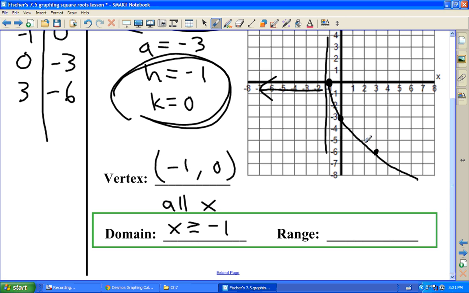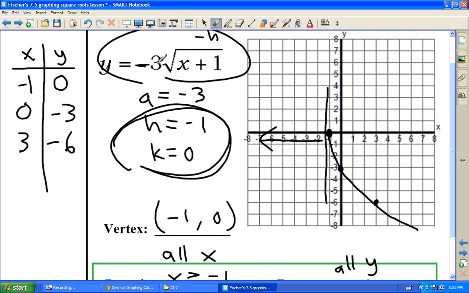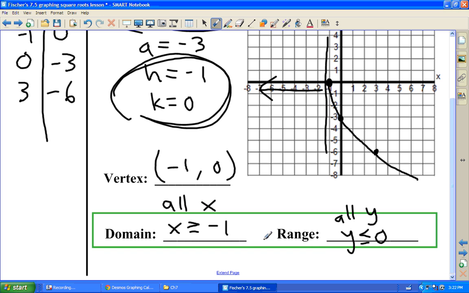The range is going to be all non-positive real numbers, or all y such that y is less than or equal to 0. I can have a y of 0, but I can't have anything positive, and that's all because of this -3 out front. Only positives can come out from under the radical. Therefore, positives times this -3, I will only get 0 or negative numbers. So that is how I do my domain and range for that problem. All y such that y is less than or equal to 0, and all x such that x is greater than or equal to -1. So there's my domain and range.